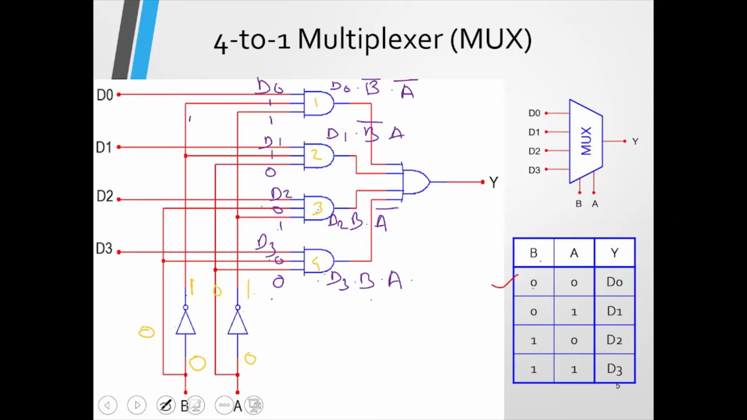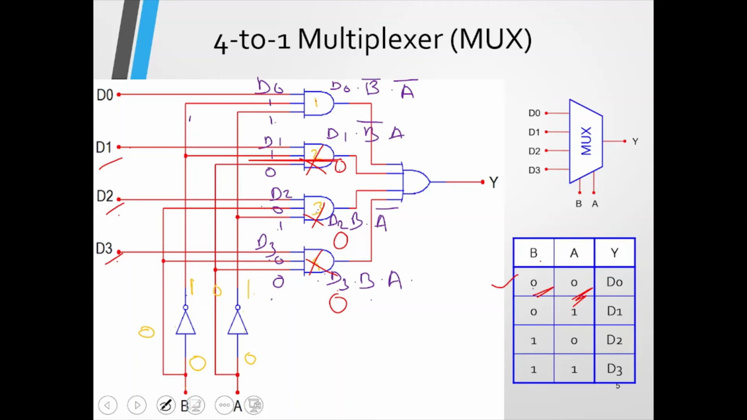And in an AND gate, if any of the inputs is 0, the output of the AND gate is going to be 0. Means irrespective of the value of D1, D2 or D3, the second, third and fourth AND gates are going to produce 0. Their outputs are going to be 0. So we can say that AND gates 2, 3 and 4 are disabled because whatever may be the value of D1, D2 or D3, the output of the second, third and fourth AND gate is going to be 0 if this select input is applied, that is 0 0, right? Only AND gate 1 is enabled because its two inputs are 1 1.